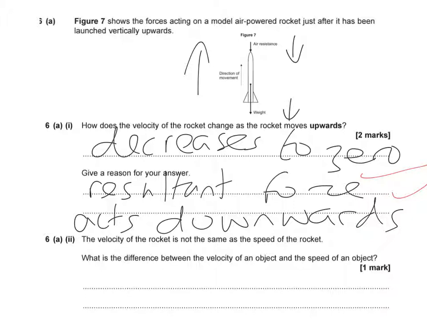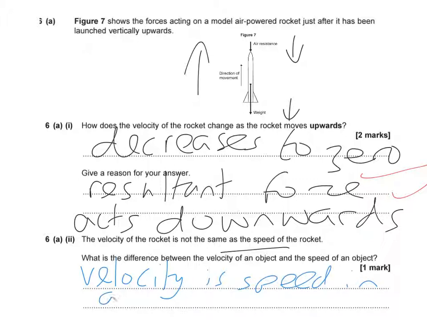Next part of the question, 6A part 2. The velocity of the rocket is not the same as the speed of the rocket. What is the difference between the velocity of an object and the speed of an object? To answer that question, the idea is that velocity is speed in a given direction. So the velocity depends on the direction of the object as well as its speed. That will get you the next mark.